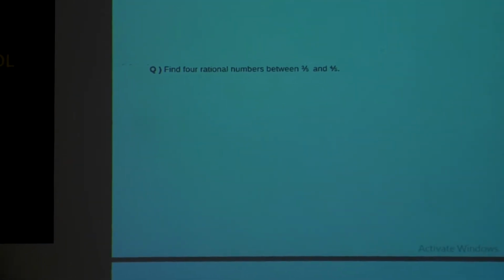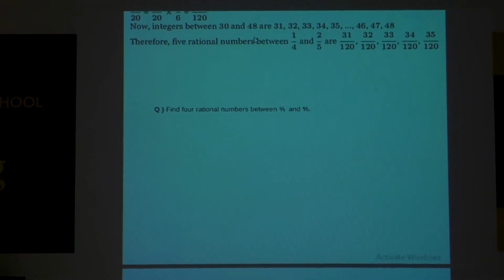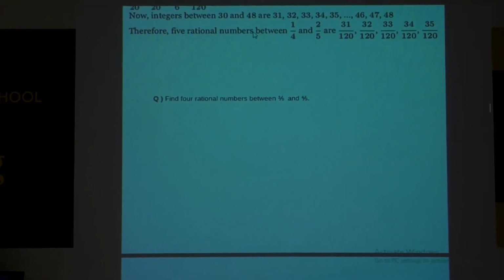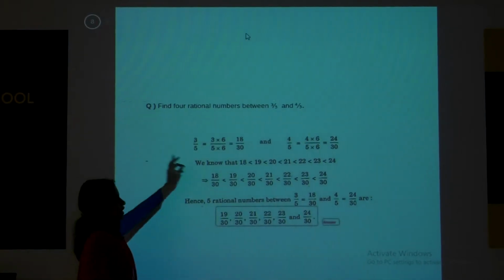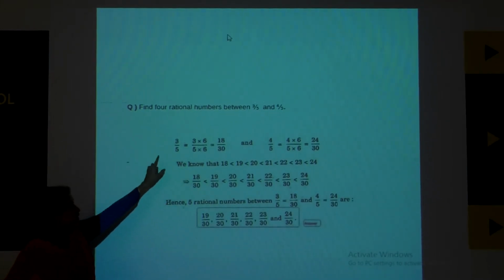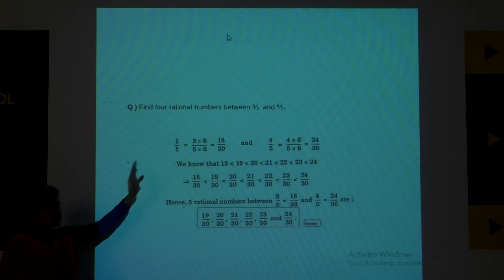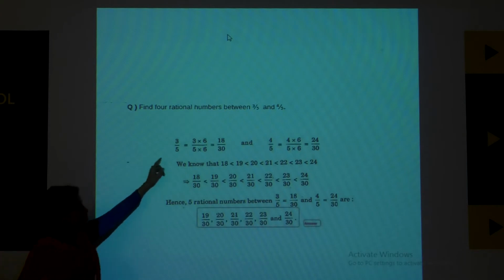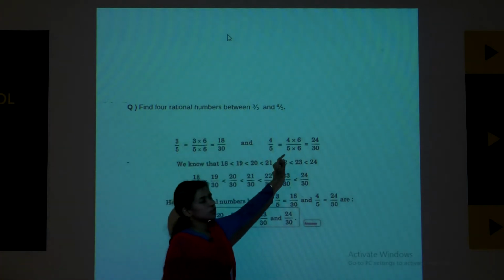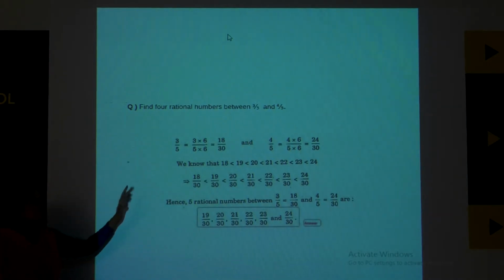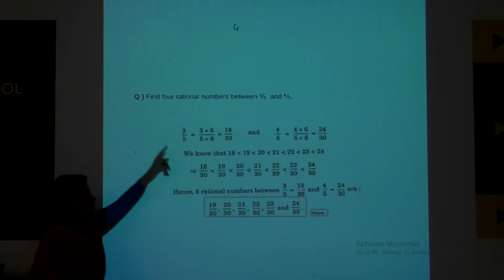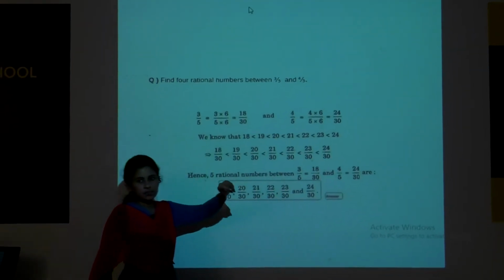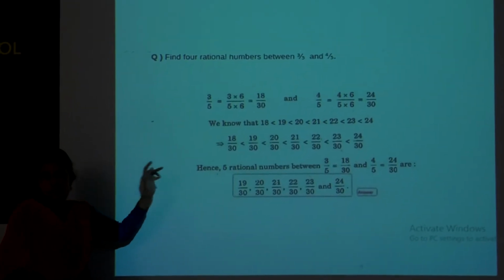So here we use another method for finding the rational numbers between 3 by 5 and 4 by 5. Here I multiply 3 by 5 and 4 by 5 by 6, because the denominators are the same, so I did not find the LCM of these two numbers. I just multiply numerators and denominators by 6. So I get 18 by 30 and 24 by 30. Finding the rational numbers between 3 by 5 and 4 by 5 is equal to finding the rational numbers between 18 by 30 and 24 by 30.